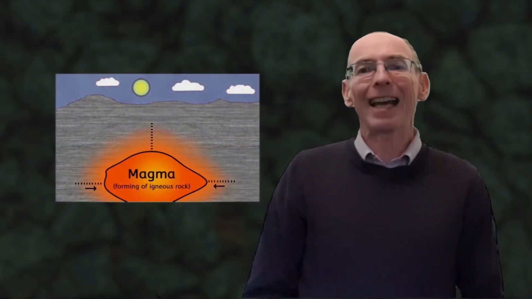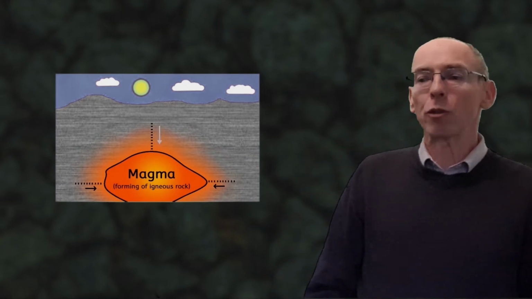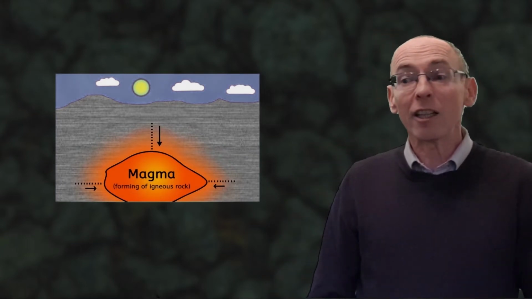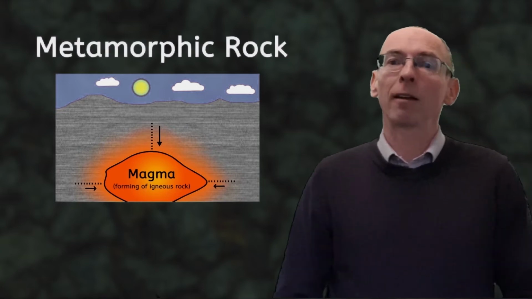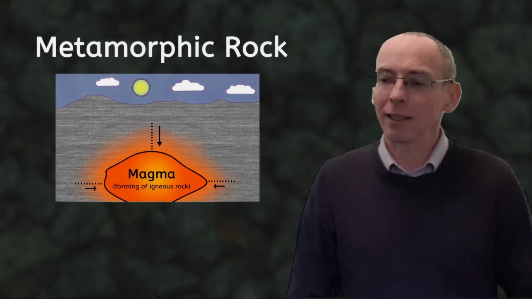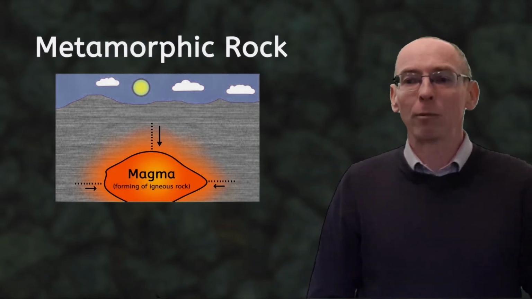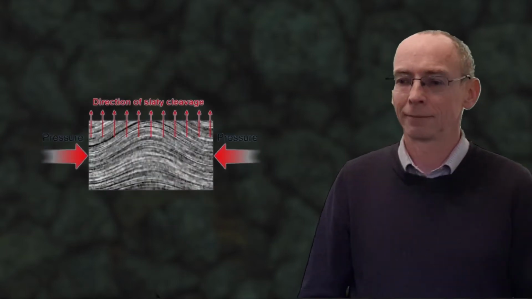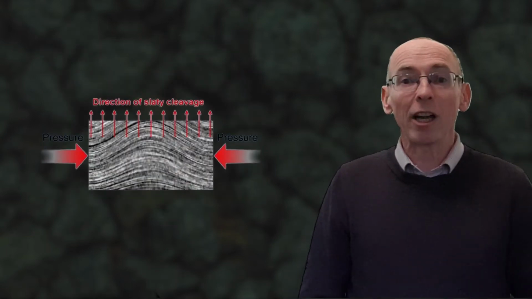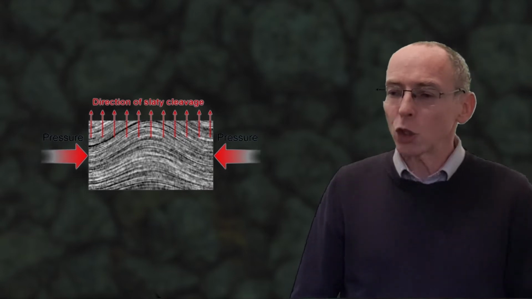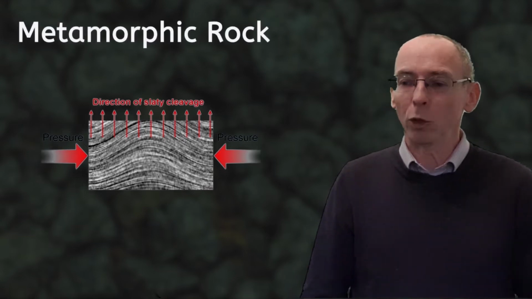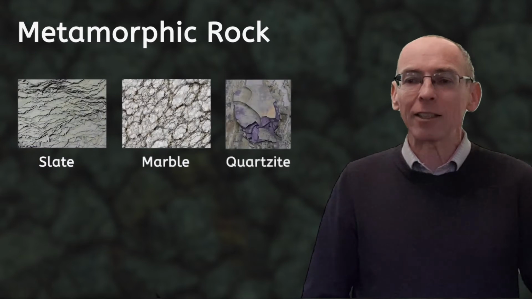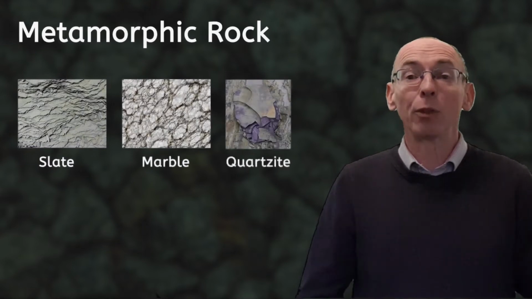Heat and pressure together can change igneous or sedimentary rocks. When the minerals inside them change through time by heating without fully melting, they form new rocks called metamorphic rock. If there's enough heat and pressure, they could be folded and squeezed and hardened to form the metamorphic rock. Slate, marble, quartzite are examples of metamorphic rock.